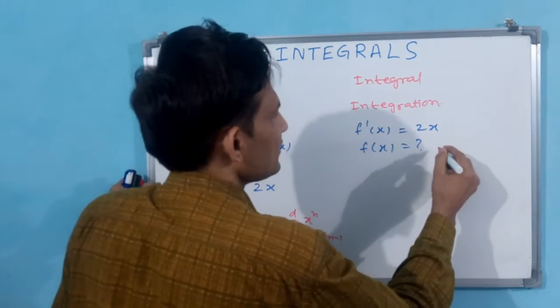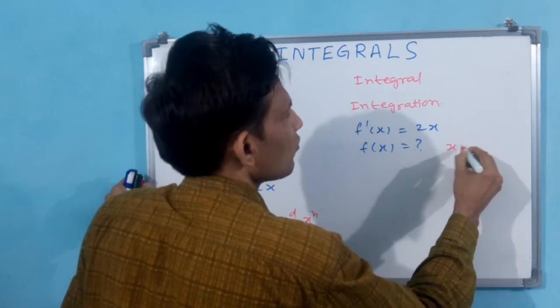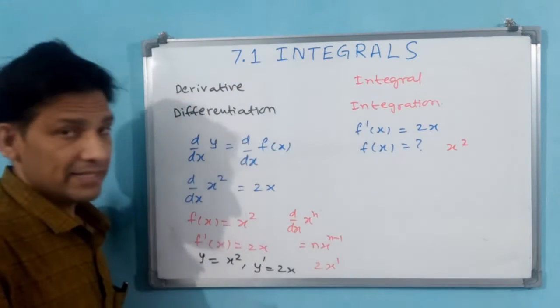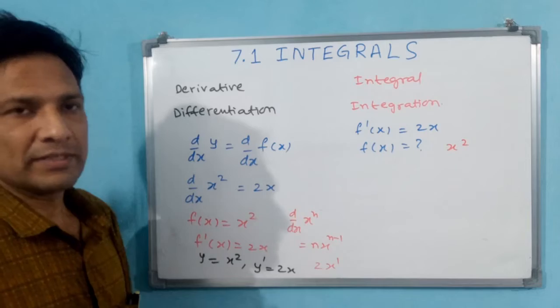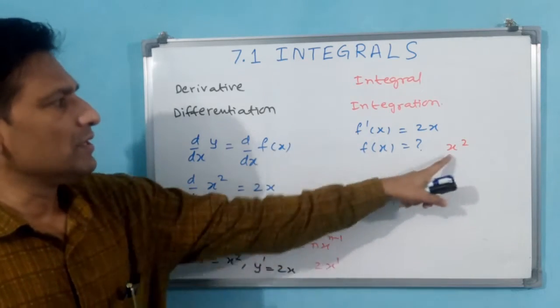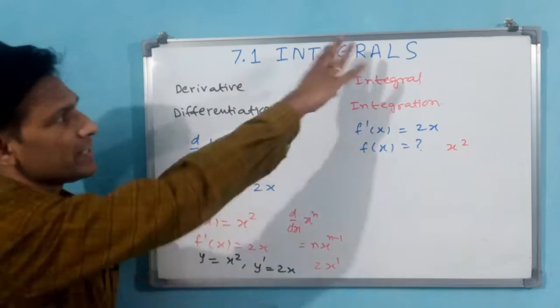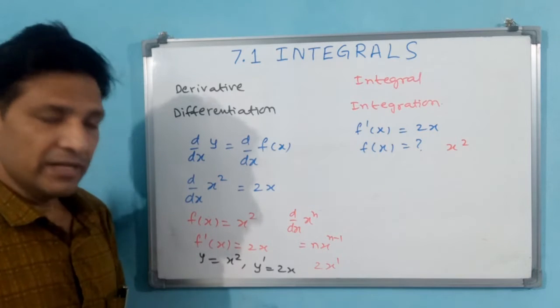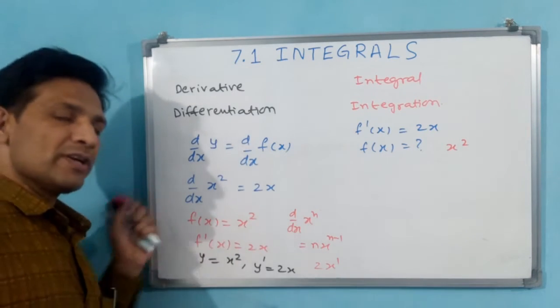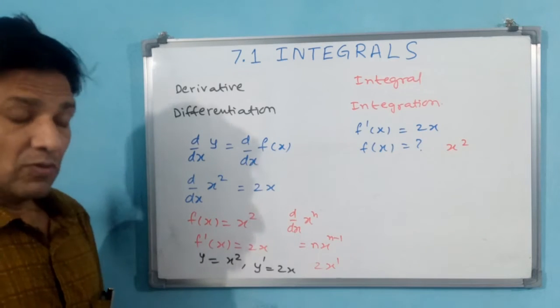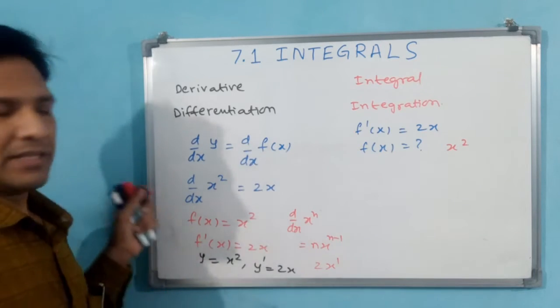That means f of x is equal to x square. Like that you will think and write. If f of x is equal to x square, then f dash x is equal to 2x. F dash x they ask us to find, x square, in integral. That means you are finding the process but going in reverse. The process is called anti-derivation.